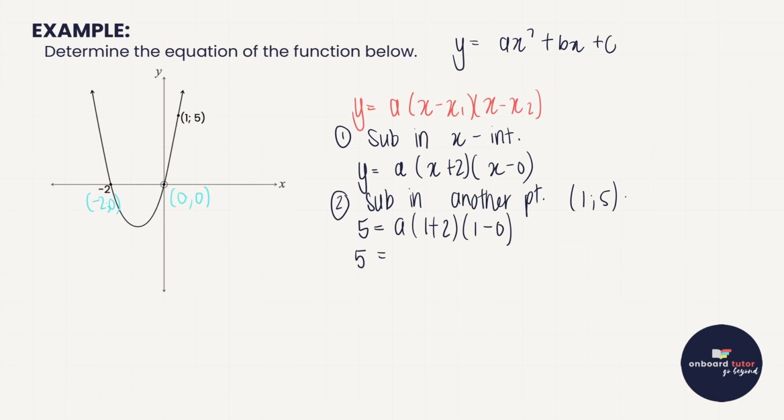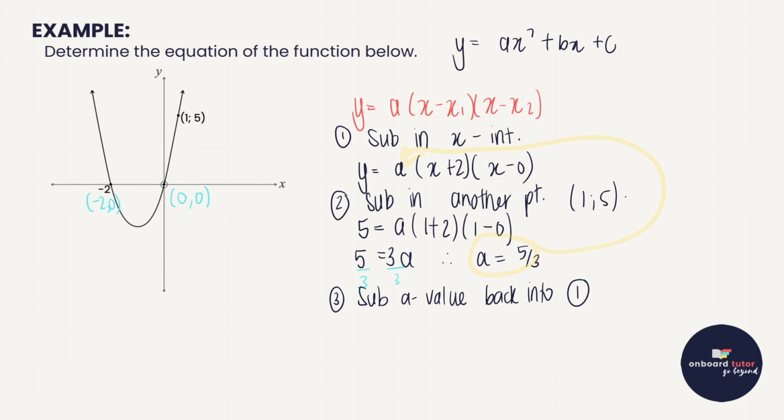So we've got 5 is equal to a times, let's see, 1 plus 2 is 3. 3 times 1 is just 3. So that's actually going to be 3a. And then let's divide both sides by 3. And so we discover that a is equal to 5 over 3. And then step 3 was to then sub that a value back into step 1. Okay, so we're going to take that a value there and we're going to pop it in to its spot there of the equation.